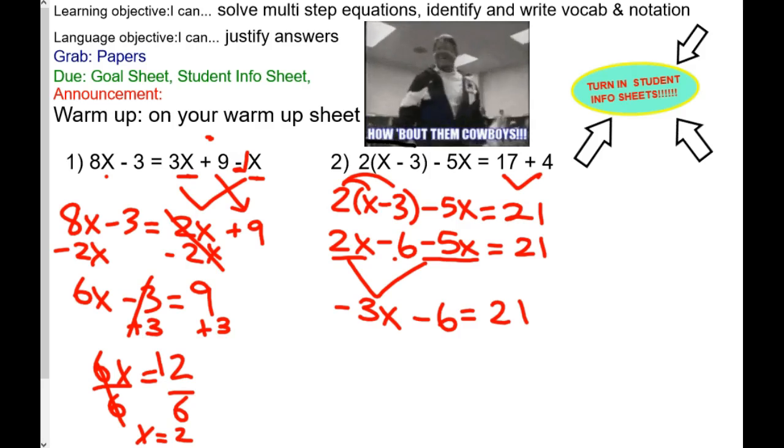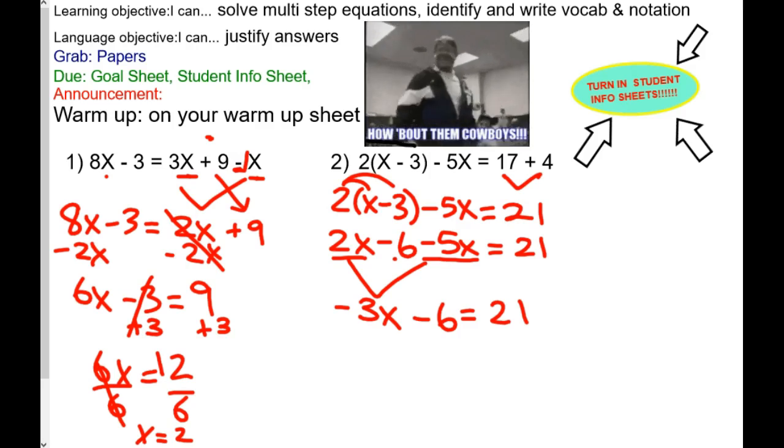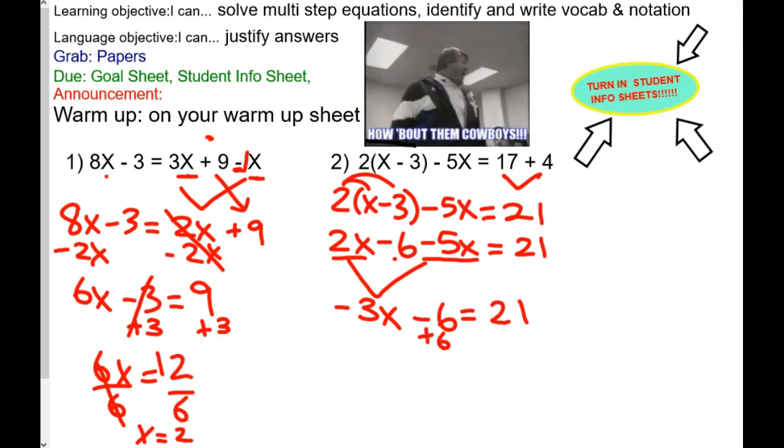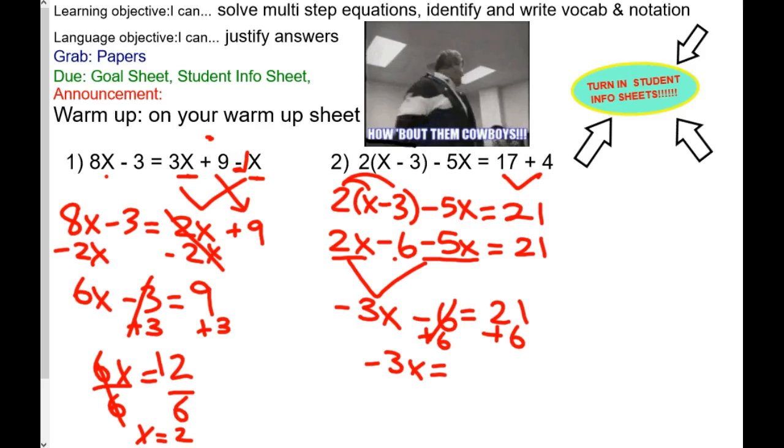What do I get rid of first? The loner is what? The minus 6 has to go, so we add 6. Negative 3x equals, what's 21 plus 6? 27. And then our last step to get rid of that minus 3 in front of x.